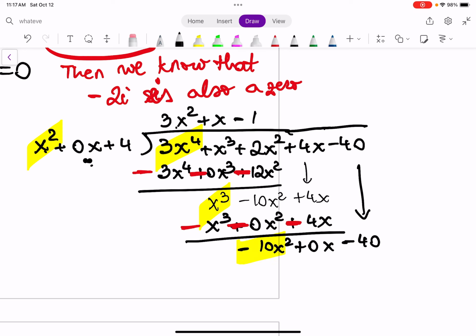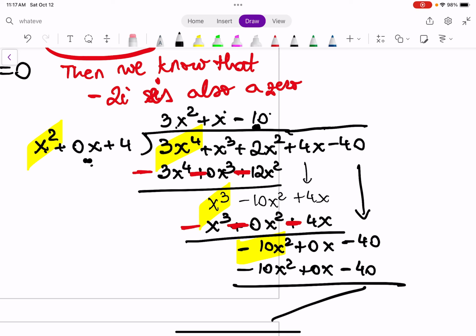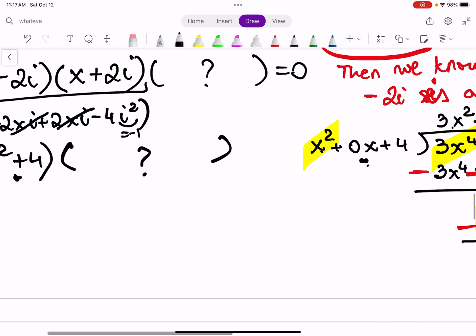Okay, so x squared goes into negative 10x squared. I just need a negative 10 factor. So again, remember how these powers also have to go down by 1. So negative 10 times x squared is negative 10x squared. Negative 10 times 0x is 0x. And negative 10 times 4 is negative 40. So as you see, the remainder here is 0 as promised.